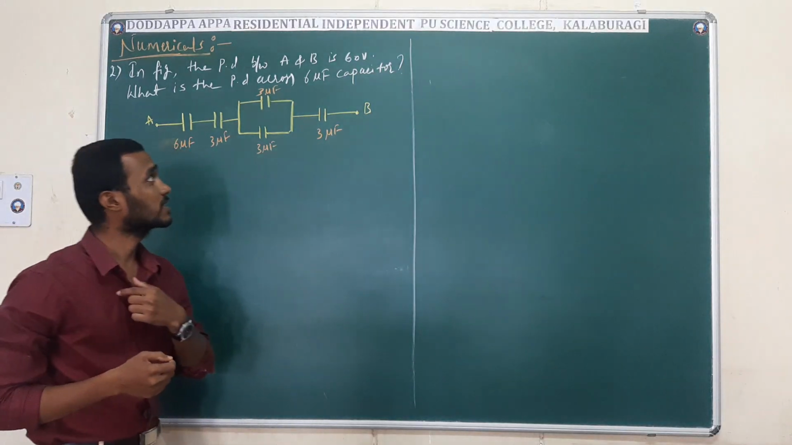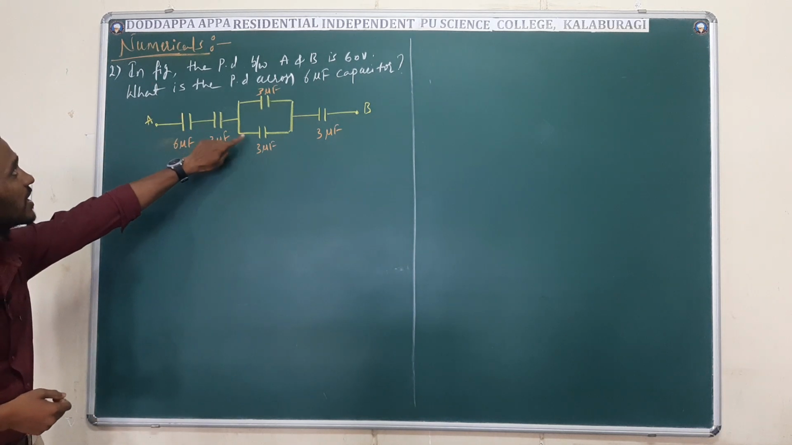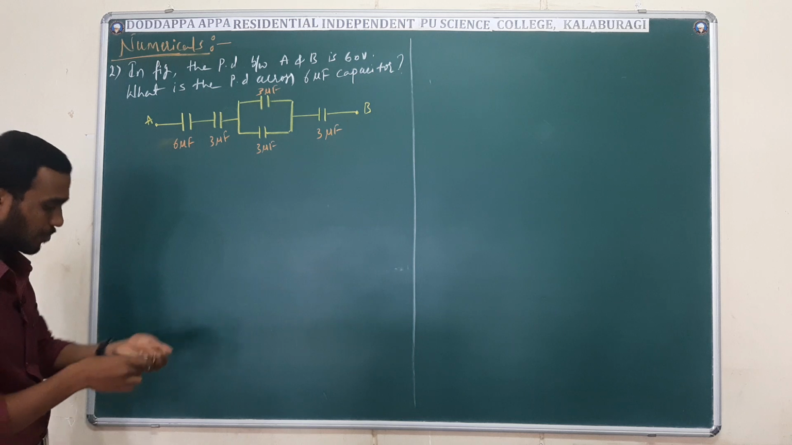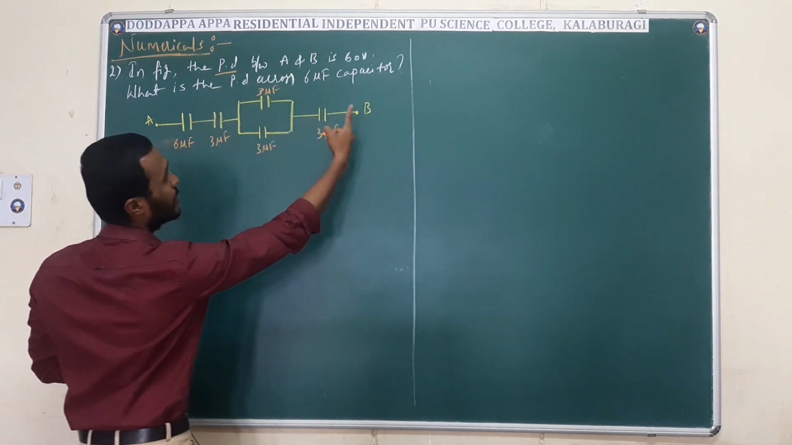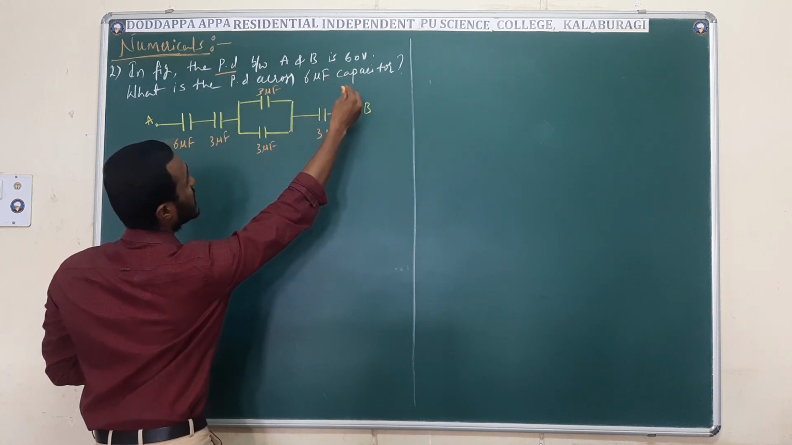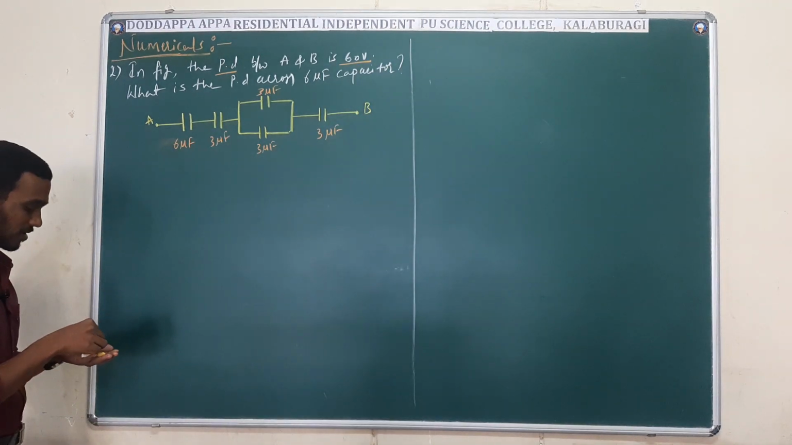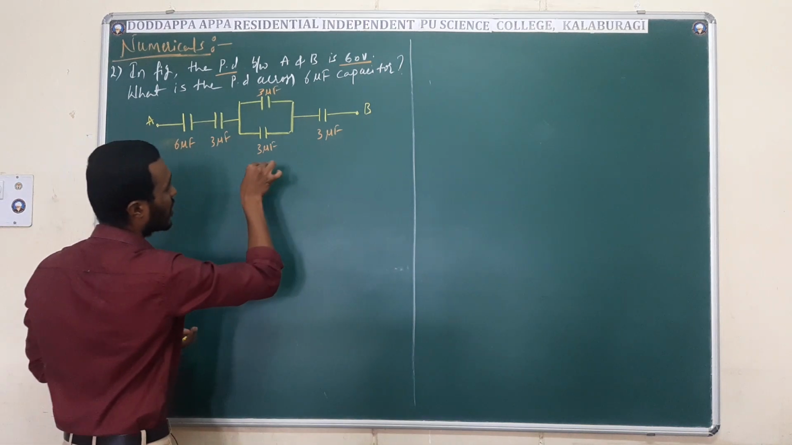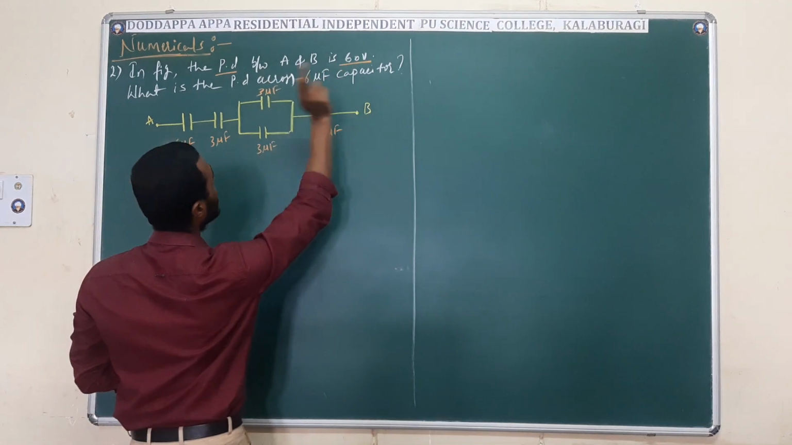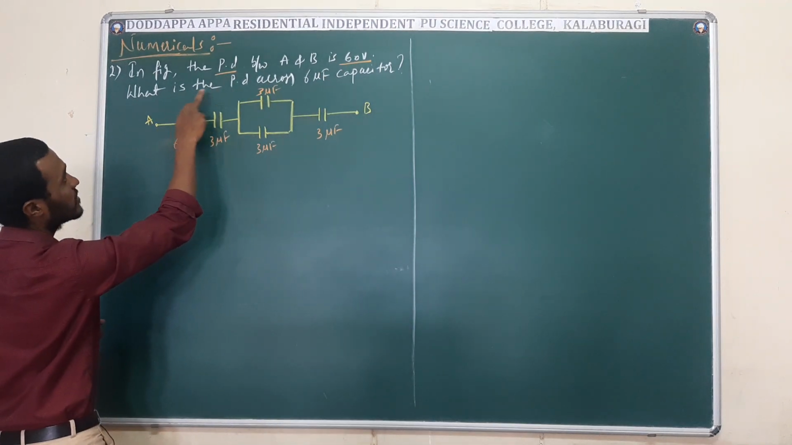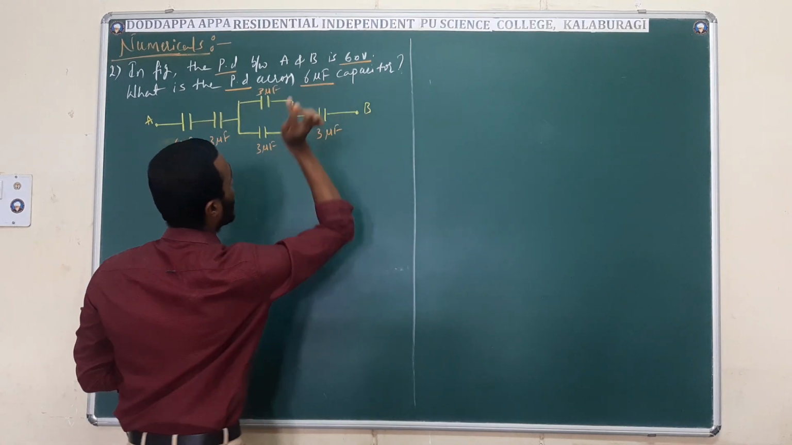Okay, students, see here. This is our next question. In the figure he has already given that the potential difference between A and B is 60 volts. That means these two ends are connected across 60 volts. It is understood. What is the potential difference across the 6 microfarad capacitor?